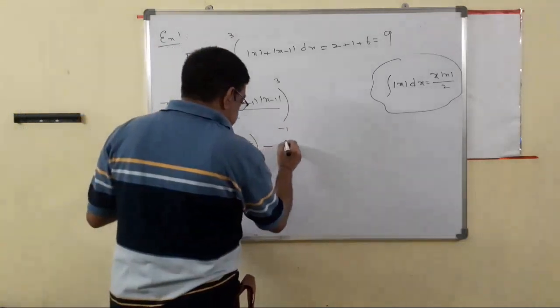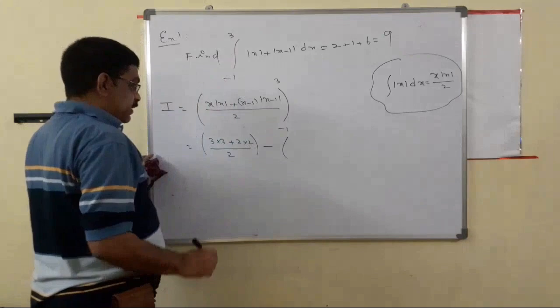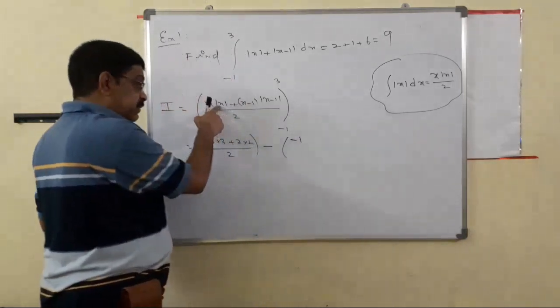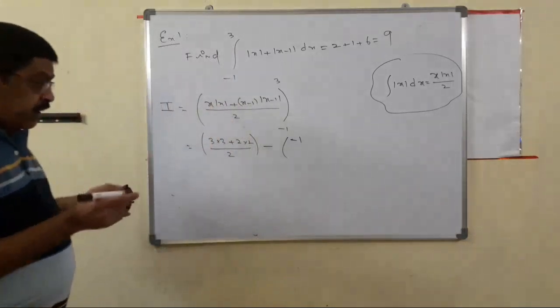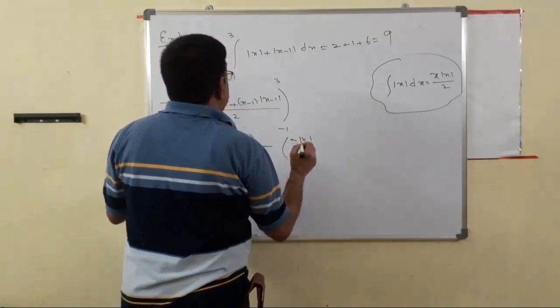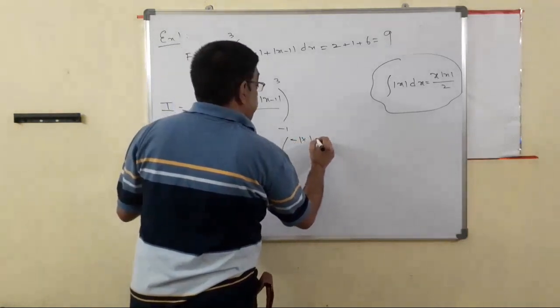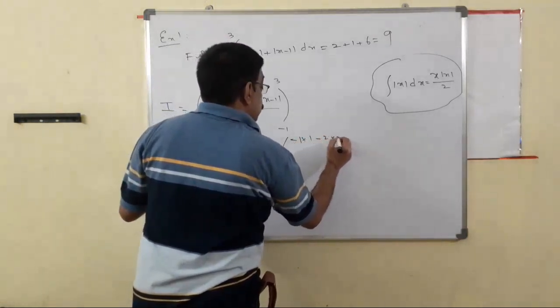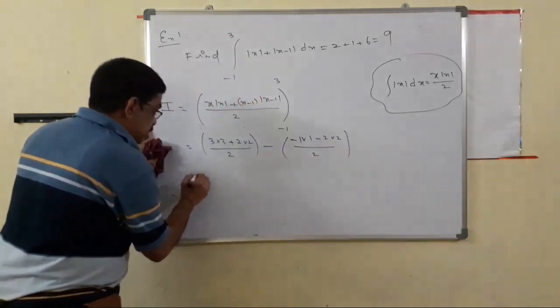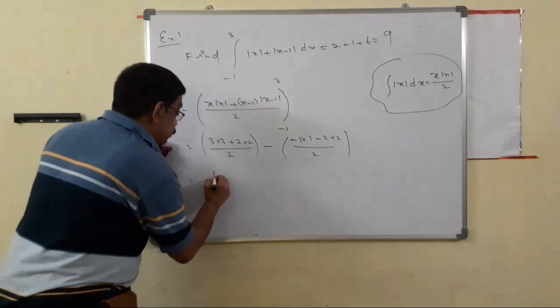Minus the lower limit, which is minus 1. Mod of minus 1 is 1, so minus 1 multiplied with 1, and minus 1 minus 2 into 2, the whole thing divided by 2. Proceeding further, I have here 9 plus 4, 13 by 2.